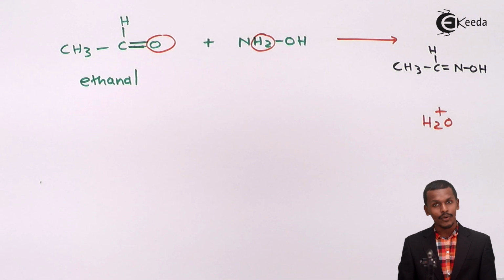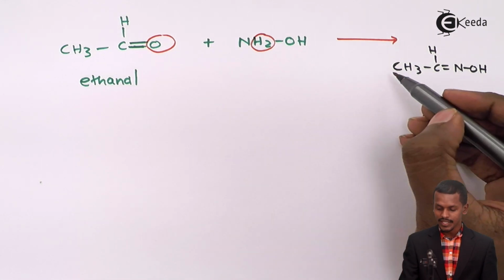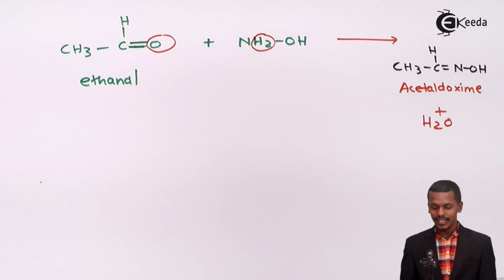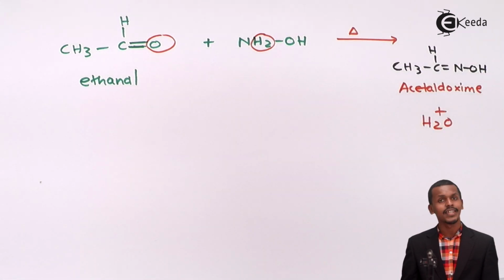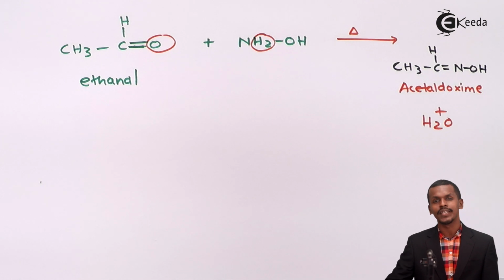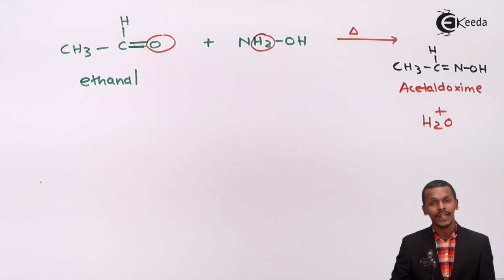So that is what I wanted to share with you. Talking about the product that has been formed, the name of the product is acetaldoxime. So that is the product that we have got. This was an example of the condensation reaction. So now we have discussed every type of reaction that occurs in organic chemistry.